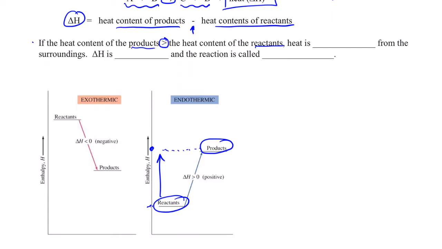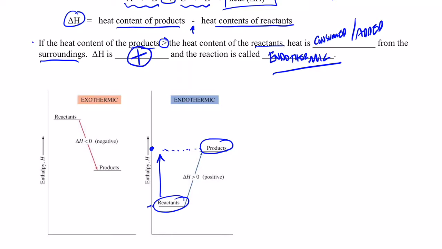That's right. It is consumed or added from the surroundings. Because of that, we say that delta H has a positive sign, and the reaction is called endothermic. Okay, it's added from the surroundings, and those reactions are called endothermic reactions. Their sign would be positive. Hopefully you can see why.